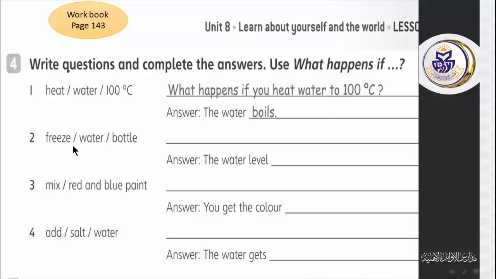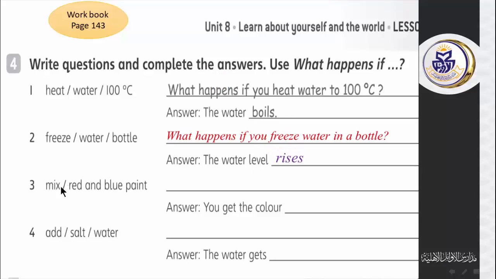Number 2, freeze water bottle. What happens if you freeze water in a bottle? The water level, yes, very good, rises.